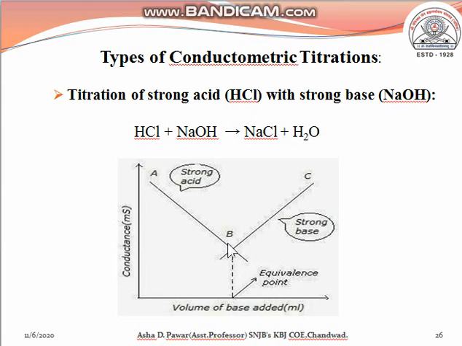That's why from A to B conductance decreases, and when we add excess NaOH from the burette, conductance increases again, because after the equivalent point the conductance of the solution is due to Na+ and OH- ions, and again it is a strong electrolyte. That's why from B to C conductance increases. So in a strong acid, strong base conductometric titration, conductance is minimum at the equivalent point and maximum at the initial stage.